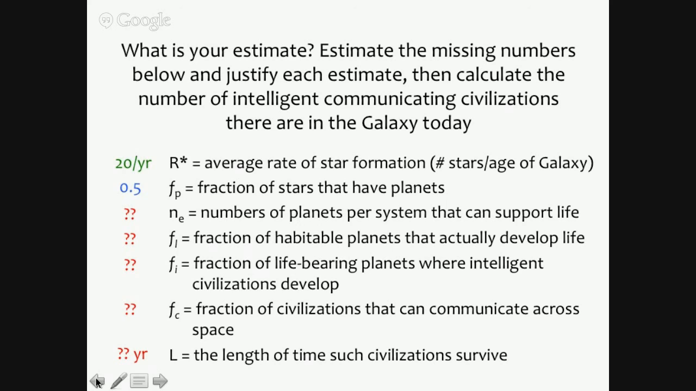The numbers can be anything, but you have to explain why you chose that number. The first two I'm going to give you because that's something we kind of know. Everything after this is entirely up to you, but think of a reason why you're choosing that number. And then when you're done, multiply all those numbers together and see what you get.